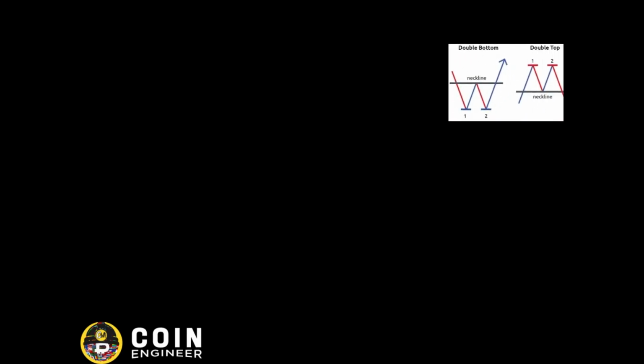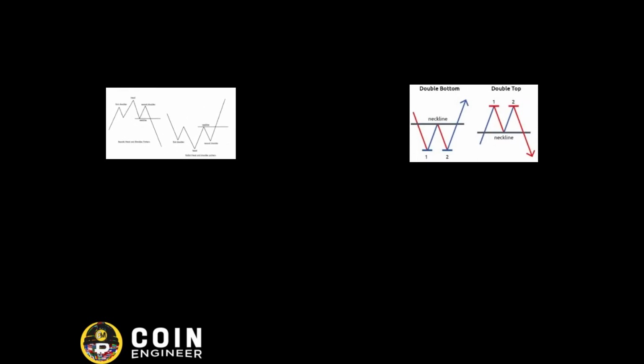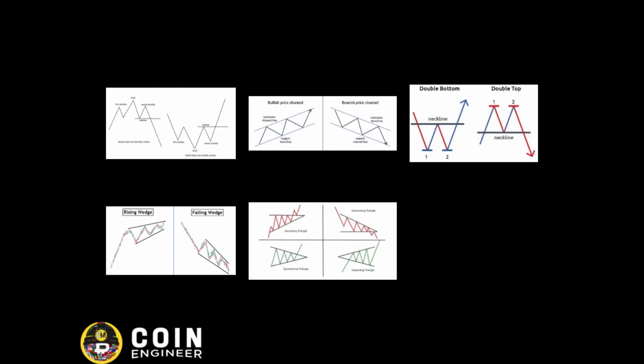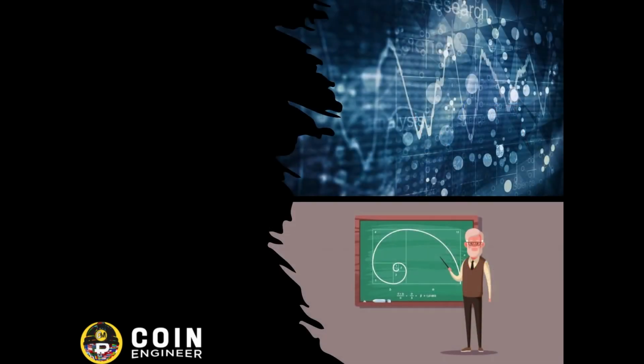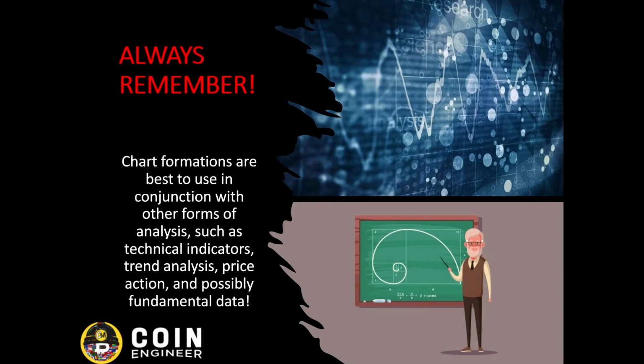Some widely followed chart formations include the double top and bottom, head and shoulders top and bottom, rising wedge and falling wedge, triangles, price channel, and cup with a handle. Chart patterns are tradable, but there are multiple ways to trade, like breakouts, false breakouts, continuations, etc. And for that reason, always remember, chart formations are best used in conjunction with other forms of analysis such as technical indicators, trend analysis, price action, and fundamental data.